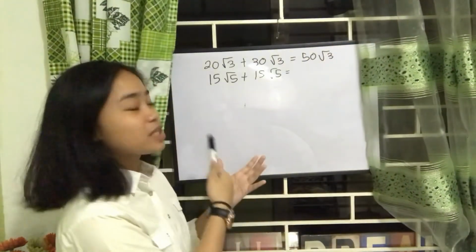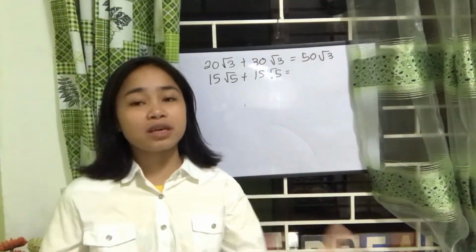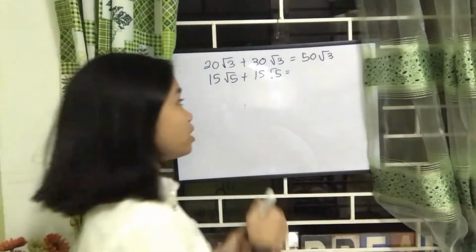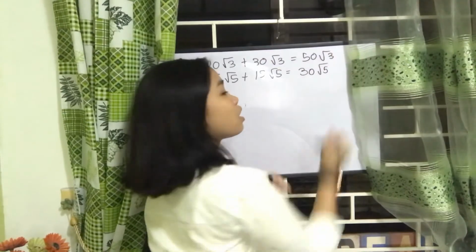So 15 with the square root of 5 plus 15 with the square root of 5, just same thing, the radicands will stay the same, and you will add the outside numbers. So that will be 30 with the square root of 5.